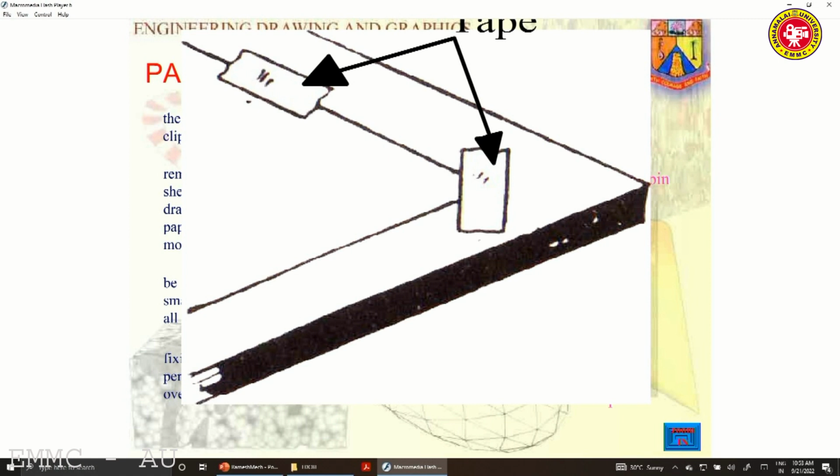So what about the demerits? While you place this tape, by practice it's okay, but when you finish and remove it, what happens? It damages the paper. That is the reason we are not encouraging the use of this tape.